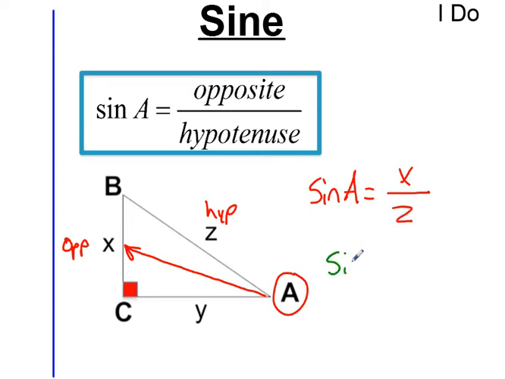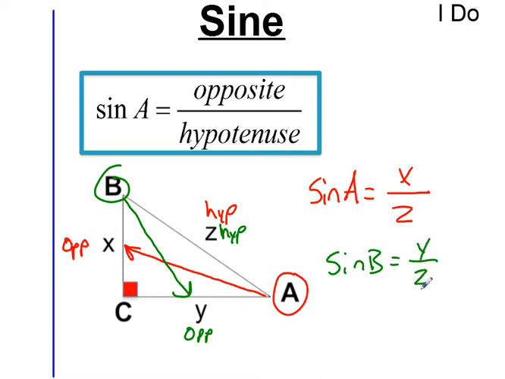You can even do the sine of angle B. The sine of angle B has an opposite side, which is y. The hypotenuse is still the hypotenuse for angle A and angle B. So angle B's sine would be y over z.